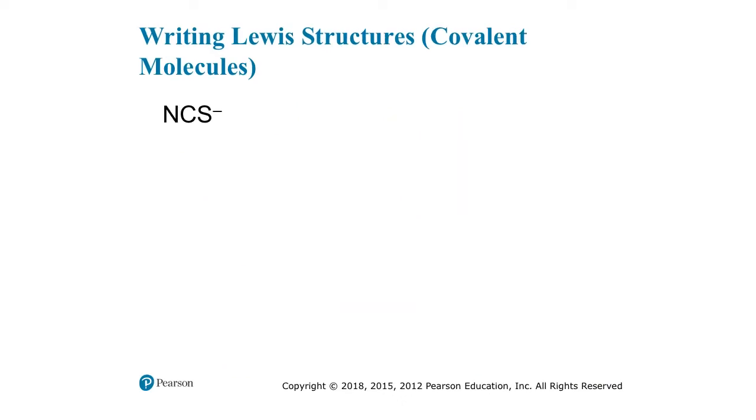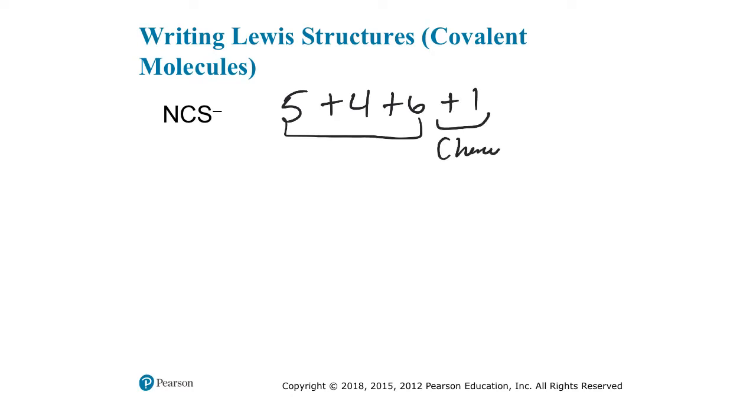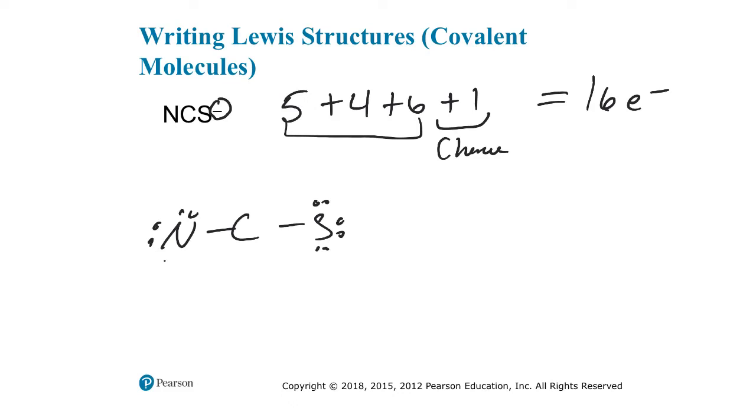So let's look at NCS minus. 5 plus 4 plus 6 valence electrons for N, C, and S, plus 1 electron for the charge. So 1 electron minus charge adds an electron. So we have a total of 16 valence electrons. Okay, so C, S, N, lone pairs. This looks a lot like CO2. Now with one difference, we might draw a bracket with a minus charge, meaning that there's a minus charge somewhere distributed on this molecule. But we have a 2 plus formal charge here.